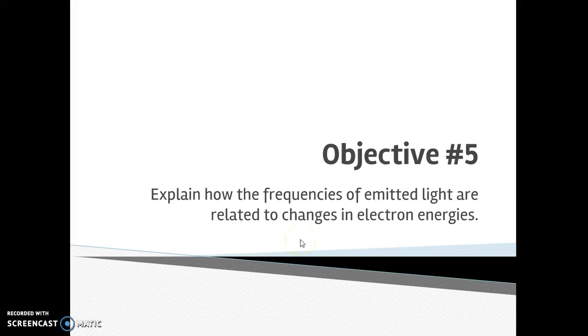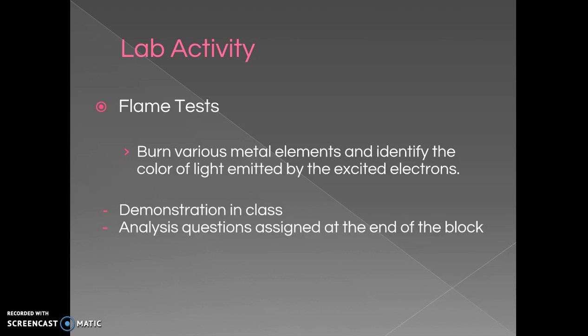All right, welcome to the screencast for objective number 5. In this, we're going to explain the frequencies of emitted light and how they relate to changes in electron energy. So you're going to see how the location of the electron relates to the frequency of light that we see coming out of the atom.